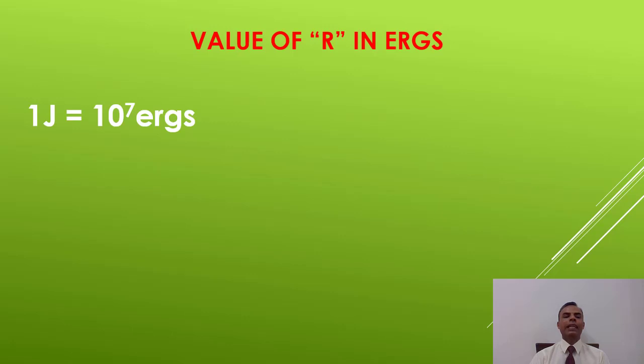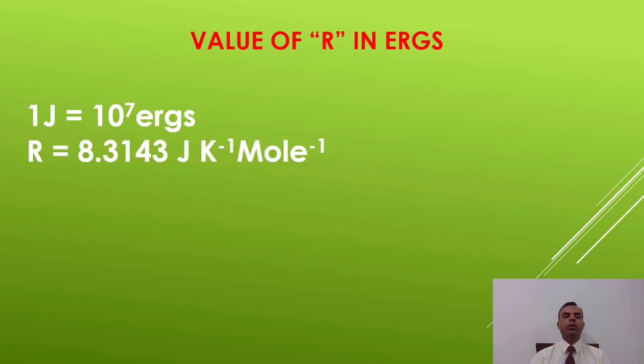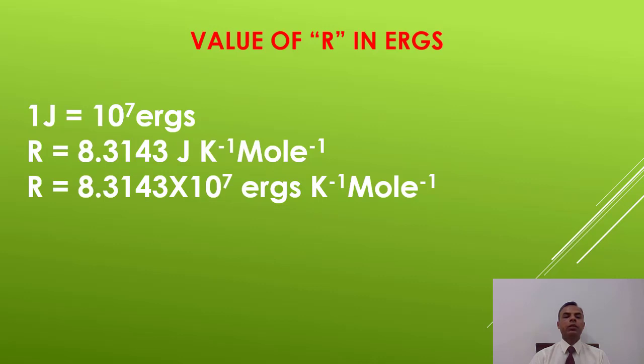Value of R in ergs. We know 1 joule is equal to 10 raised to power 7 ergs. R is equal to 8.3143 joules per Kelvin per mole. R becomes equal to 8.3143 into 10 raised to power 7 ergs per Kelvin per mole.